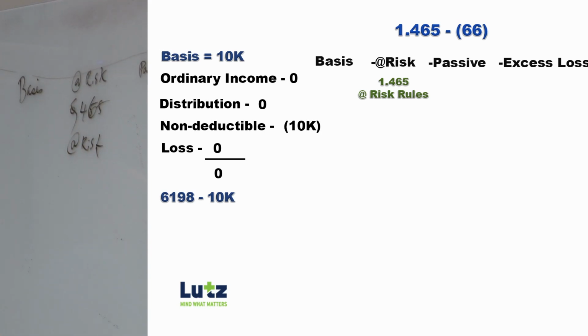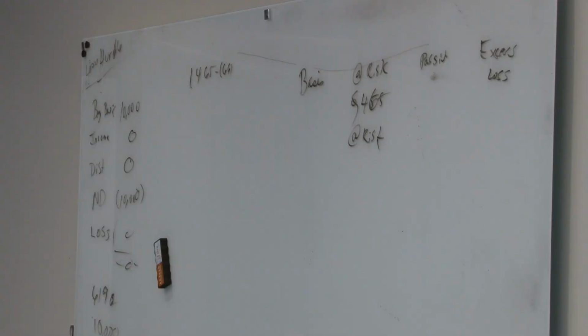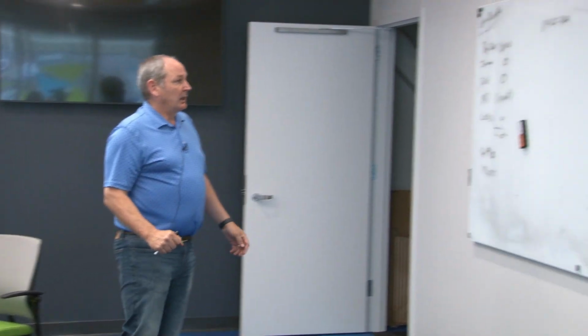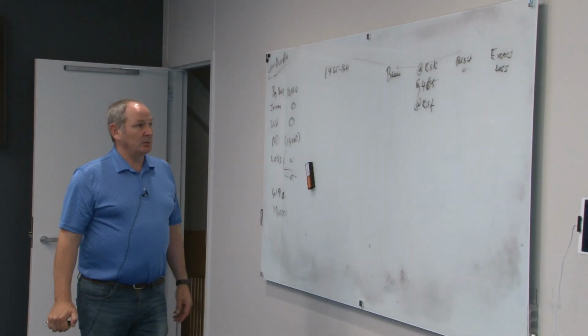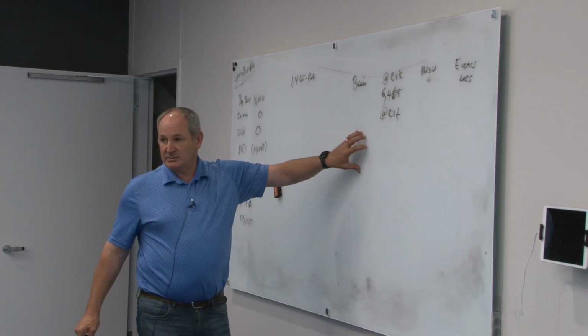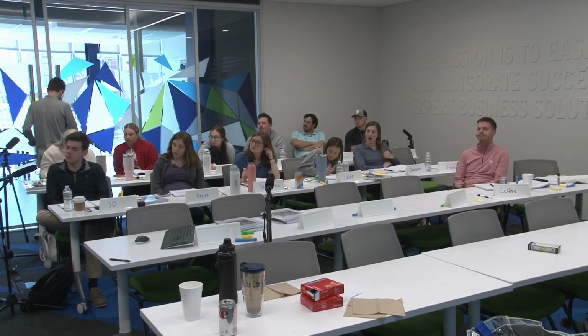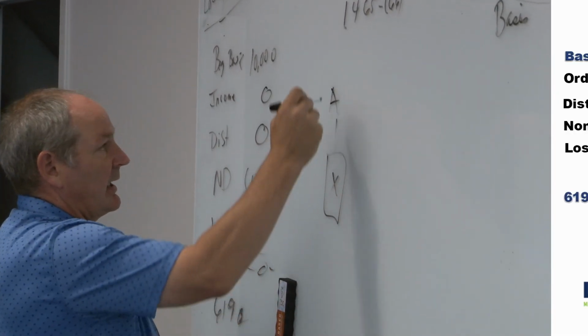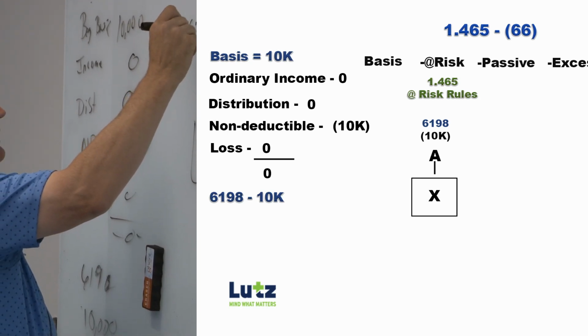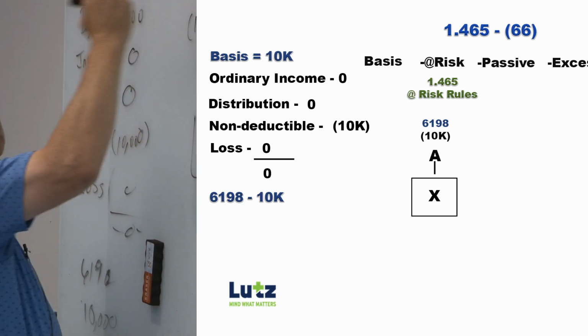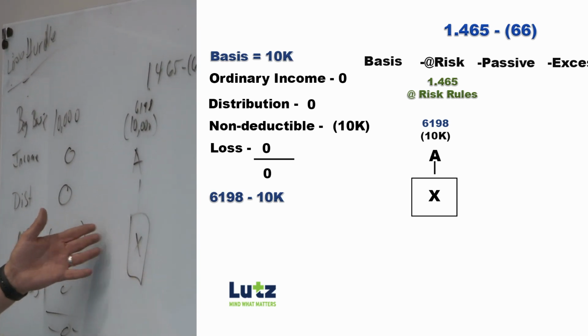That's what 465 is. And if we say 1.465, what am I referring to? The reg. So these are the regulations that support the code section of 465. And what 1.465 says is you have A who owns X, and A has a $10,000 at-risk carryover on 6198, correct? We have 0 basis.